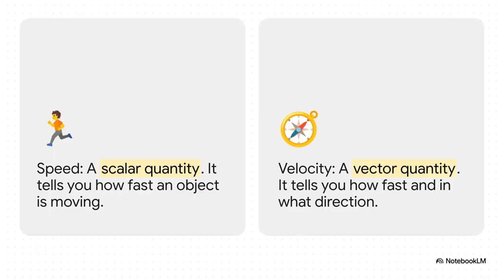And you know what? This exact same logic works for speed versus velocity. Think about your car's speedometer. It just shows you a number, right? That's your speed. It's what physicists call a scalar, just a magnitude. But it doesn't tell you which way you're going. For that, you need velocity. Velocity is a vector. It has both the speed and the direction. So saying I'm going 100 kilometers an hour is speed. Saying I'm going 100 kilometers an hour east, now that's velocity.